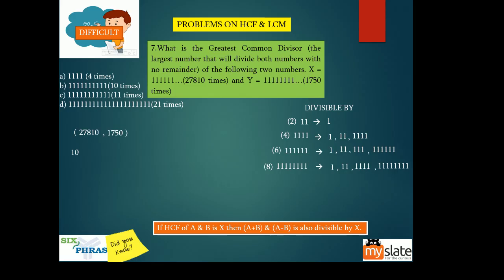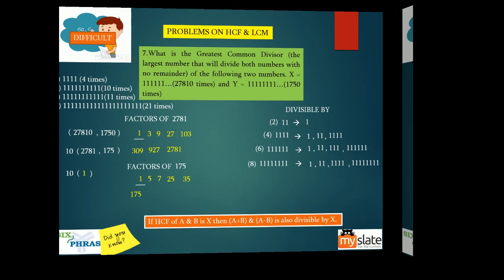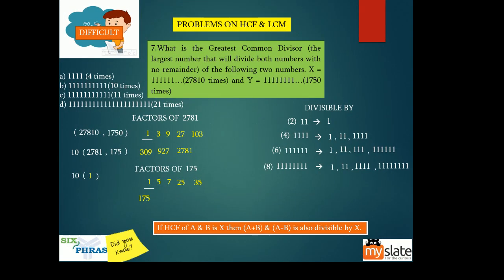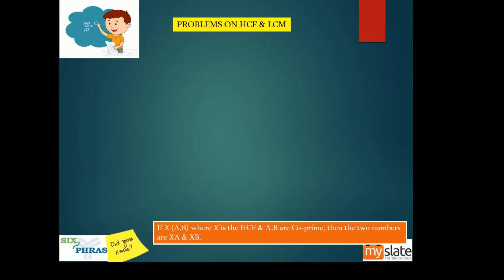So I take 10 outside. This is one way of finding the HCF. You will get 2781 and 175, and you can write 2781 and take down its factors. Take factors of 175. So you can see the common factor. There is only one common factor. What is it? It is 1. So it should be the highest common factor. So I write 10 into 1. So your answer is 10. So what does it mean? It is 10 times, the correct answer.